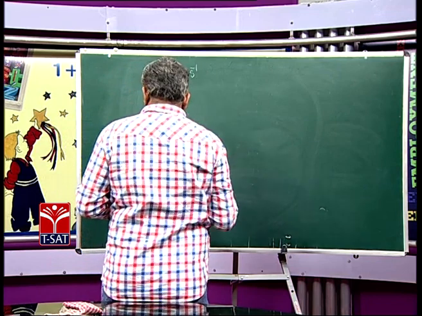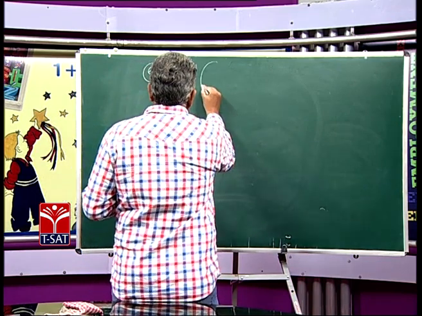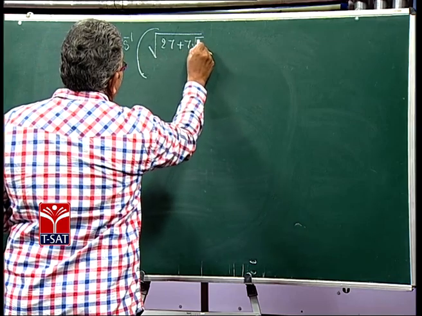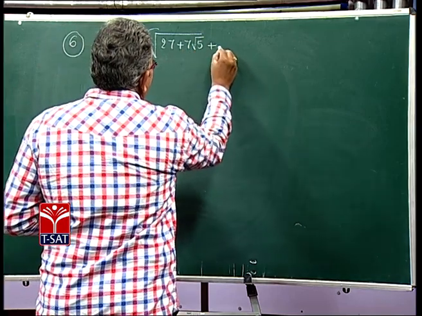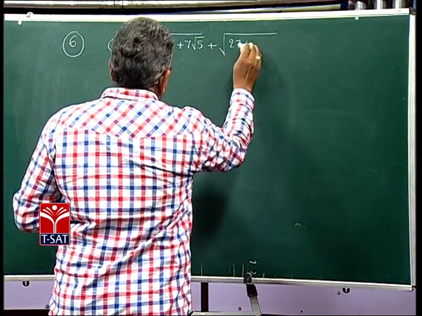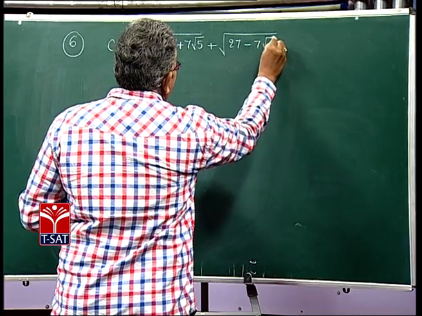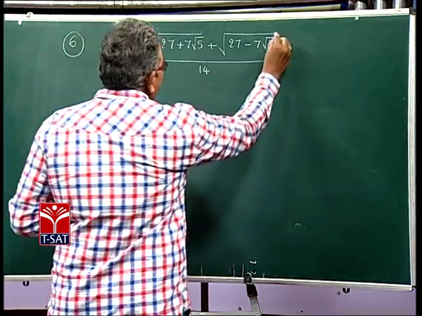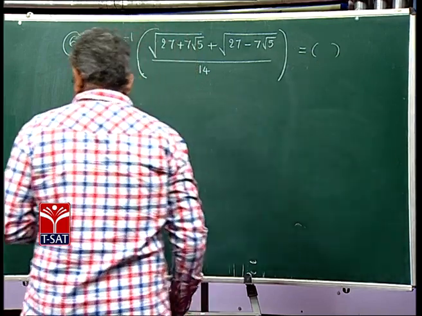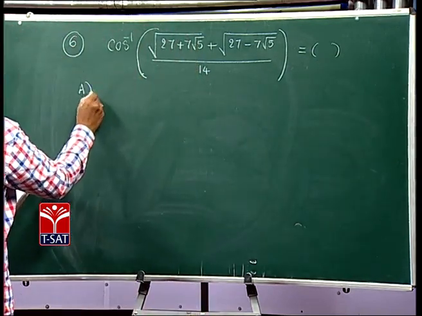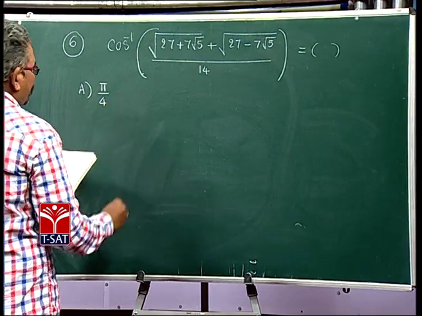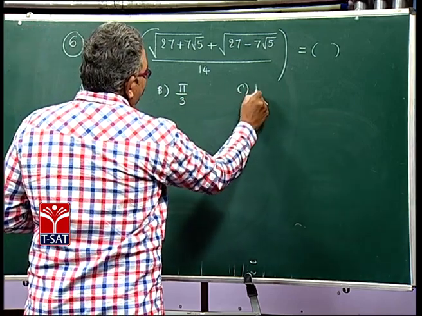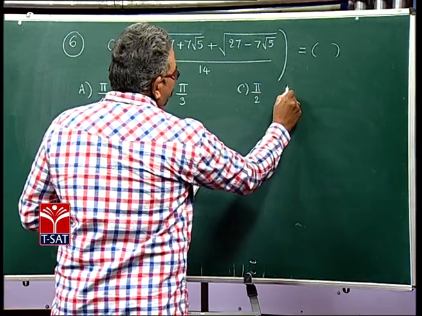Cos inverse of the square root of 27 plus 7 root 5, plus the square root of 27 minus 7 root 5, all by 14, equals to: A pi by 4, B pi by 3, C pi by 2, D pi by 6.